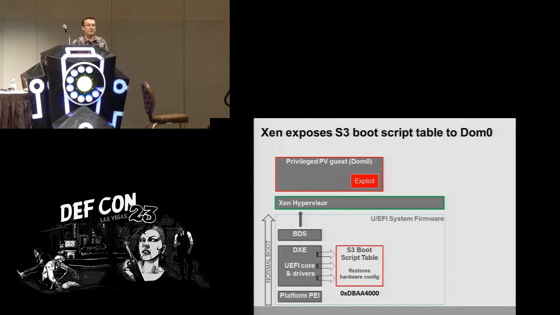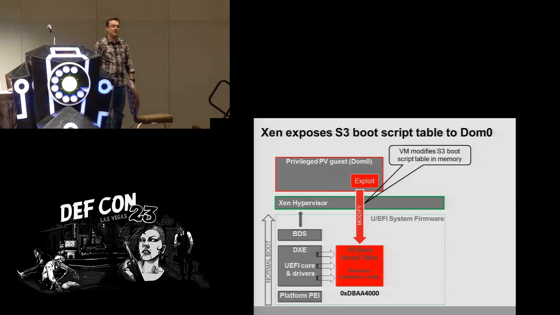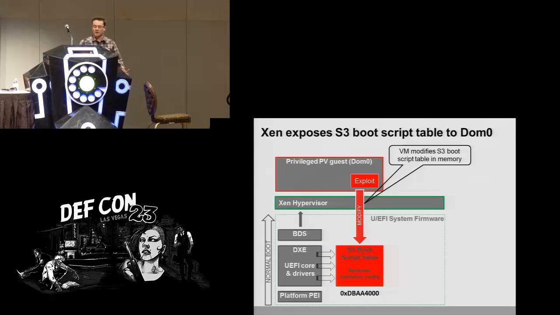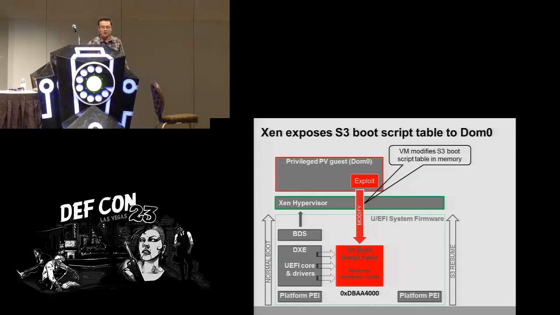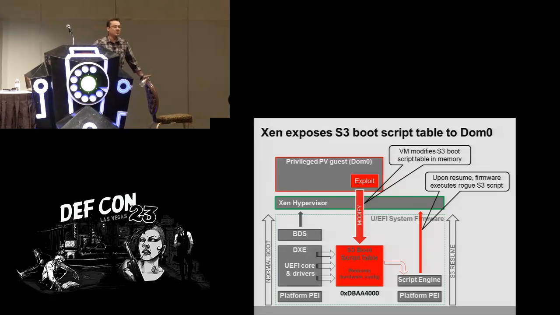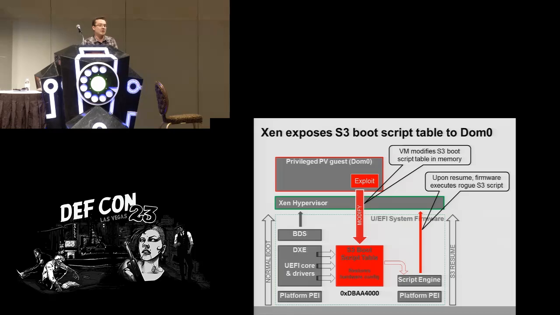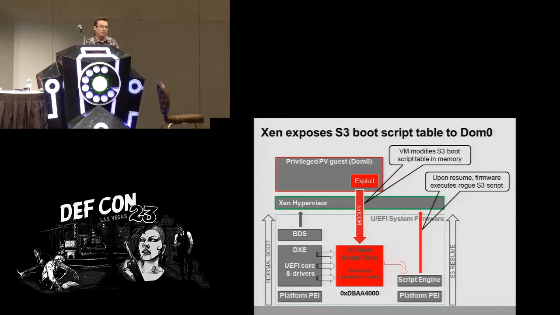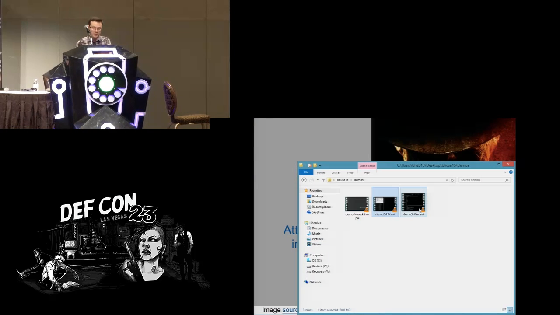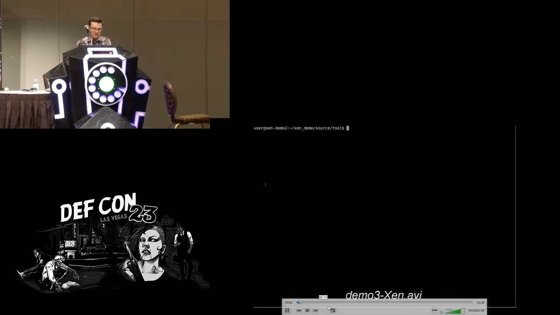So assuming there is an exploit within Dom0, this exploit just goes and modifies the contents of memory, modifies that S3 boot script table, installs additional opcodes, modifies existing opcodes or something like that. Then it puts the system into sleep, and when the system resumes from sleep, the firmware interprets the completely bogus attacker boot script table, including executing the attacker's code. This is done with the firmware privileges. Therefore, that code can modify the hypervisor at will. So basically, you've got a compromise here. Well, I'll show you the demo on exploiting Xen from Dom0 using this vulnerability.